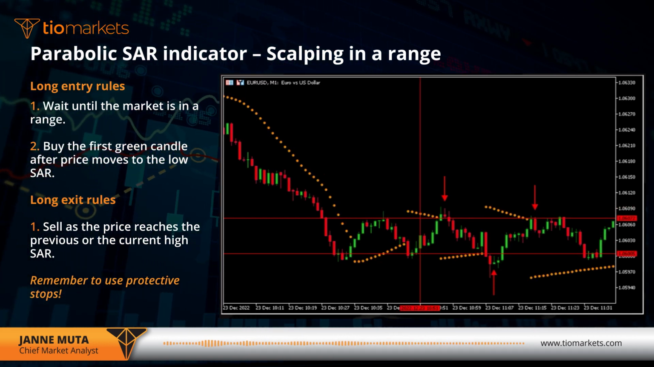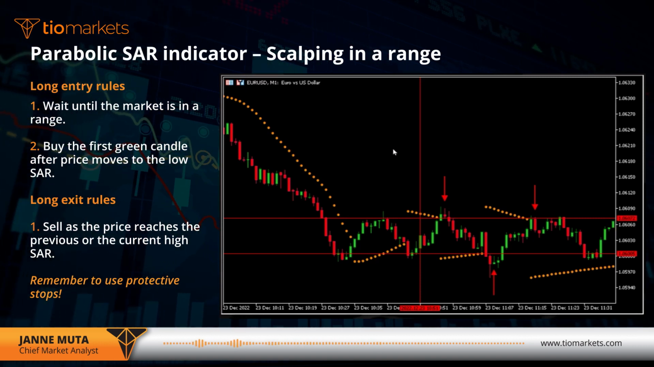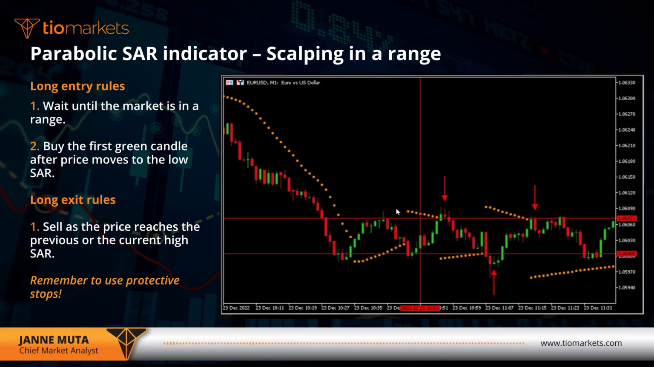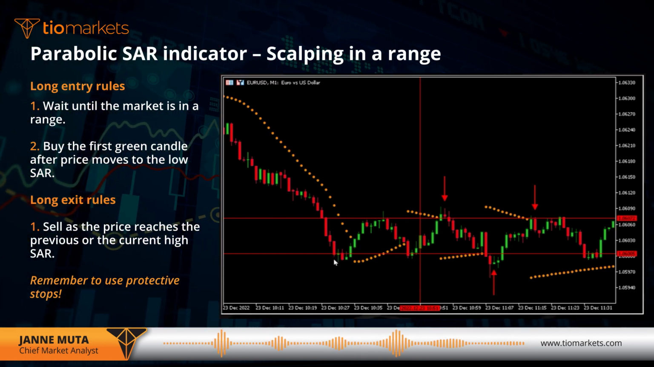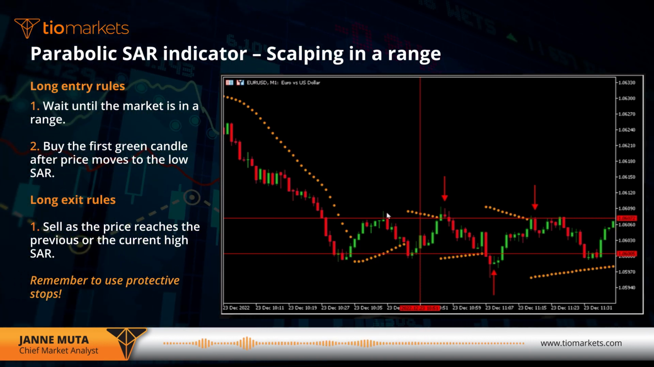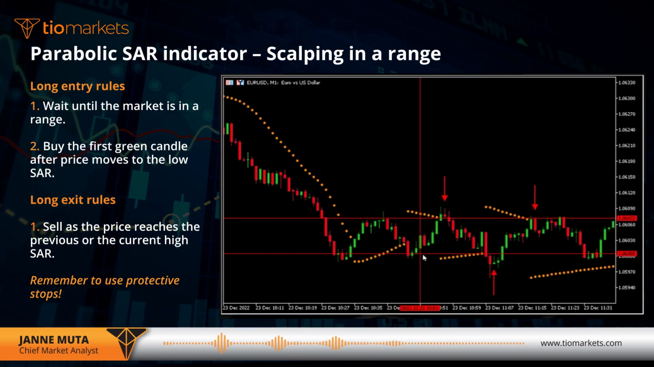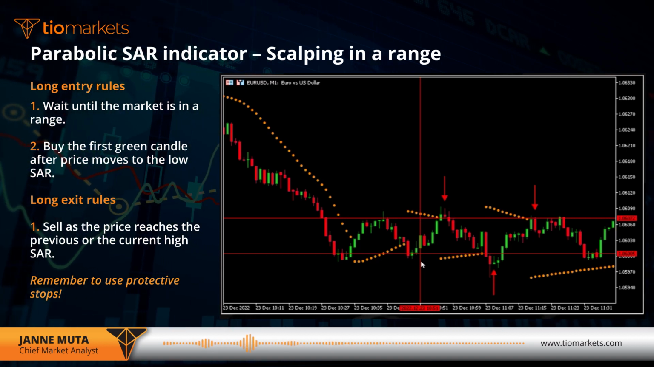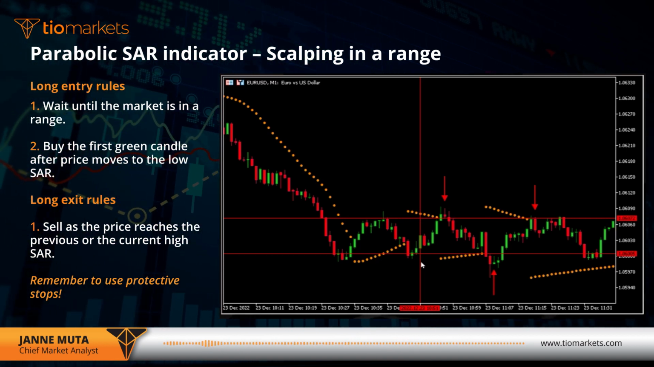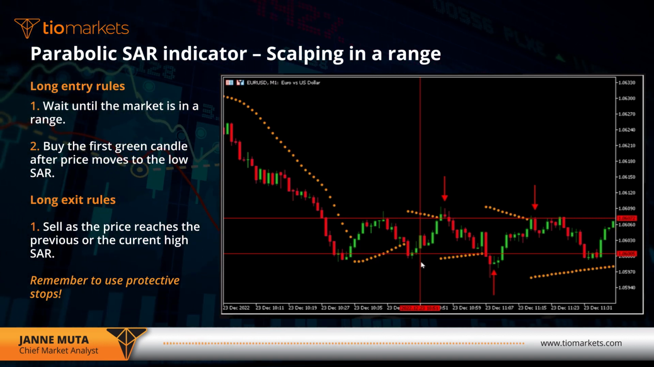So scalping in a range, we obviously first have to establish that we have a range. In this example chart here, this is Euro USD 1 minute chart, we have 3 points here. Market finds support here, here, and then there's resistance up there. So after this red line, it's safe to say that the range is established and we can start to employ or apply the trading rules.